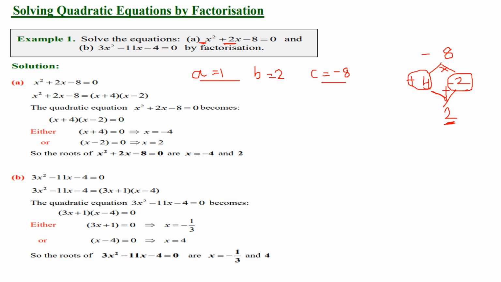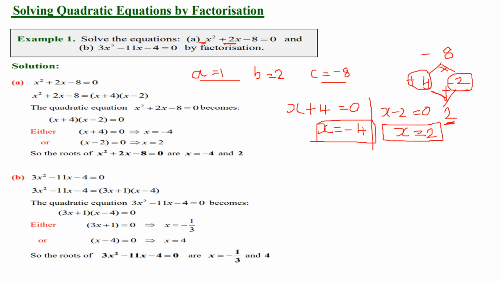So we can directly get the answer in an easy way, or you can write x plus 4 equal to 0. From this, x is equal to minus 4. And we have another solution. Take the other one, x minus 2 equal to 0, so x is positive 2. So in this easy way, you can obtain the solution for a quadratic equation.